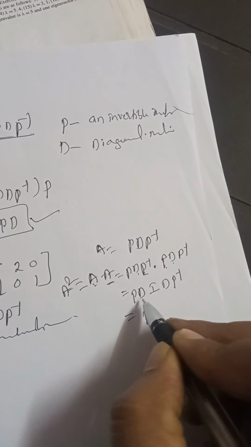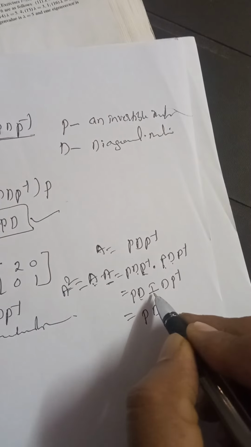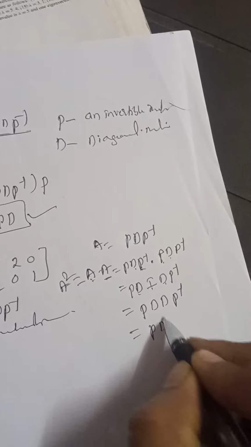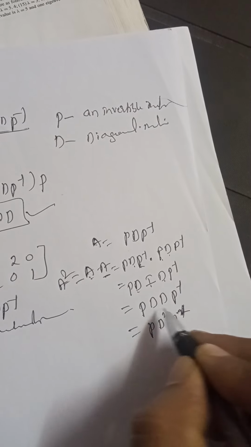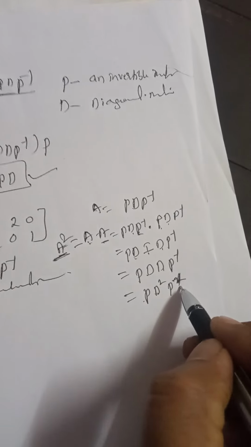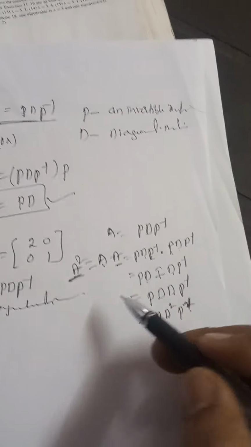See here, P, D into I is D, where I is a unit matrix, no? Again D here, P inverse. P D square P inverse. D into D is D square, no? Here A square is equal to P D square P inverse. Similarly, A cube is equal to P D cube P inverse. Okay, that is the formula.